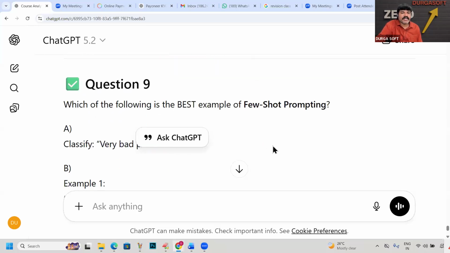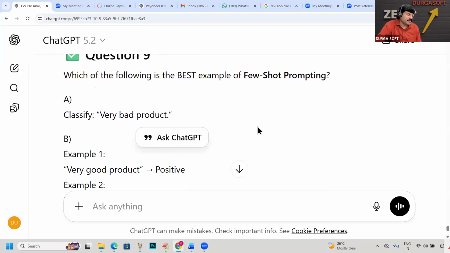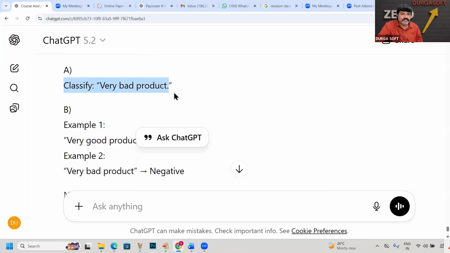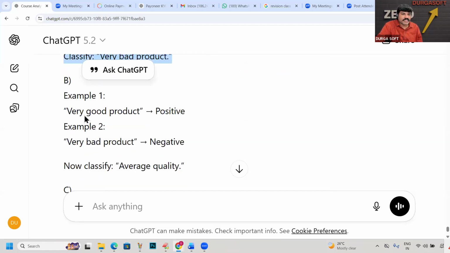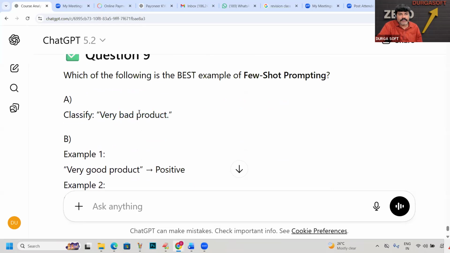Okay, like that. So which of the following is the best example of few-shot prompting? What is the meaning of few-shot? Two or more examples. Option A: Classify: very bad product. No examples. I have one small doubt. If I ask this, is it going to provide output? Yes, it will provide a response. But a vague prompt makes the AI model predict, based on words like bad. It may say positive or negative, it may not follow our format, and it may explain in its own style, because you are giving the AI model the chance to guess.